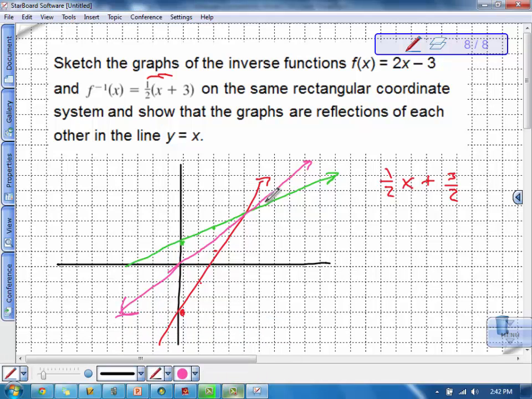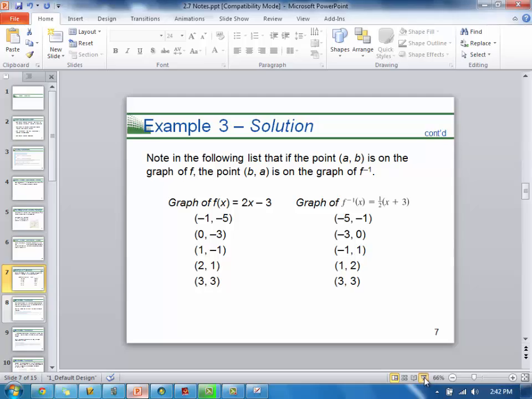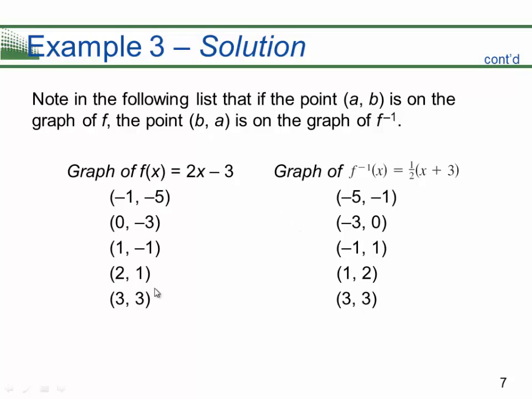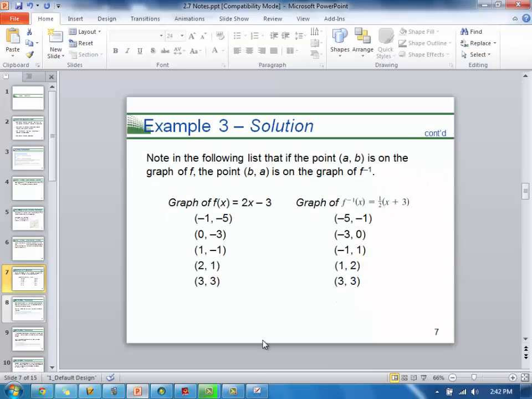So this line y equals x, these lines should be reflected over to each other. That means they're inverses. So here's some points that are on both these lines. You can see that the point negative 1, 5 is on the original function, and then you can switch these x and y and see that the point negative 5, negative 1 is on the inverse. So you can see that what inverses do is they switch the x and the y's.